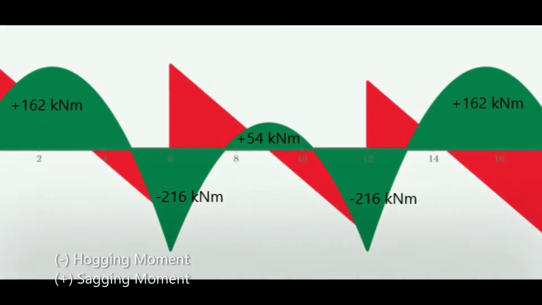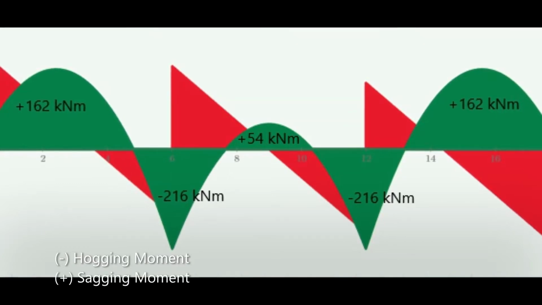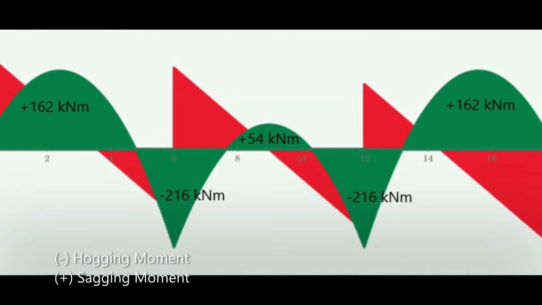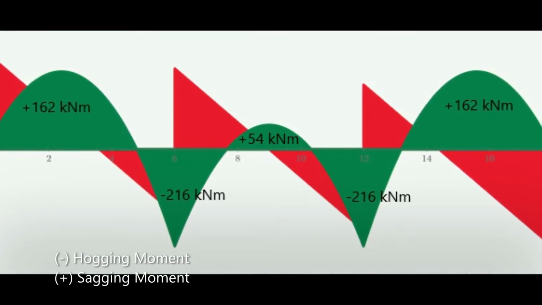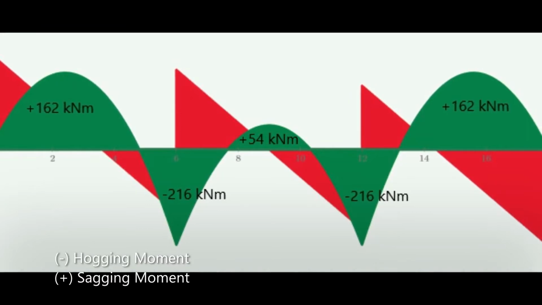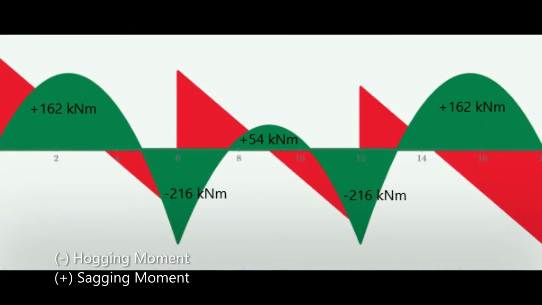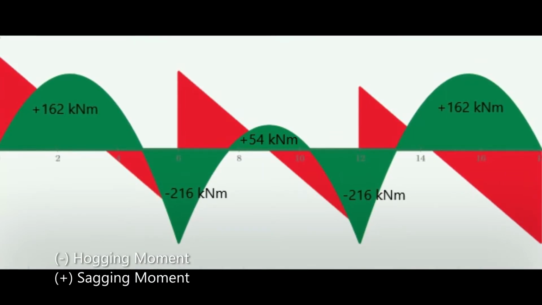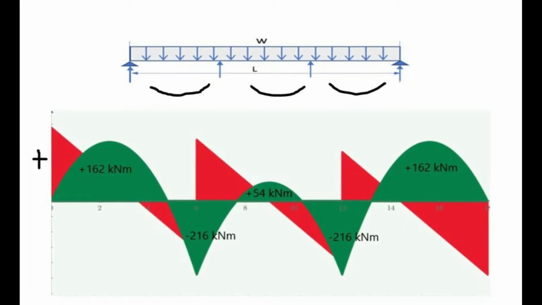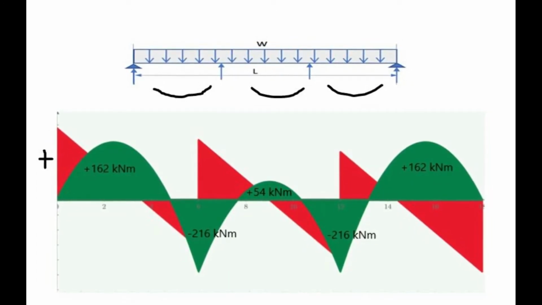The diagram shows the maximum hogging moment of 216 kN at the intermediate or internal supports. It also shows maximum sagging moment of 162 kN at the first and at the last span of the beam, as well as a small sagging moment of 54 kN at the center span. A sagging moment is considered to be positive. It is drawn on the positive y-axis of the diagram.